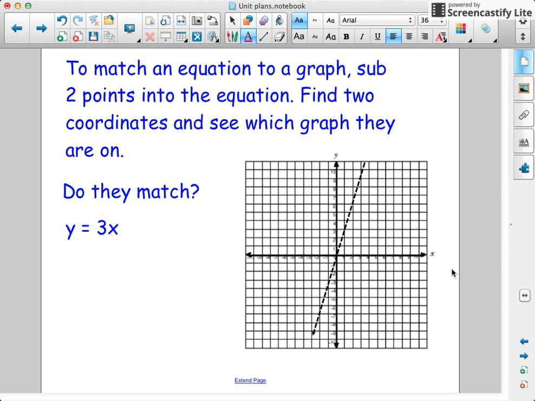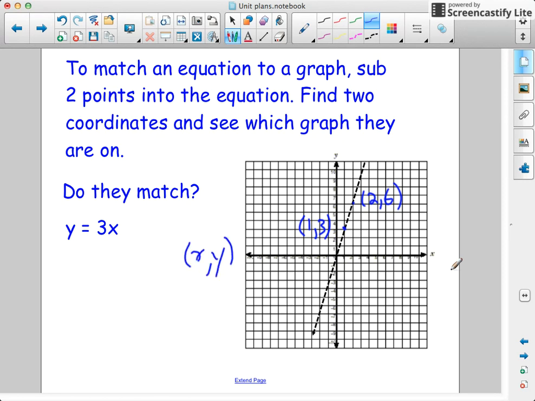So let's just see if this one works. You want to pick easy points. So right here, 1, 3. Okay, so my coordinate is 1, 3 for that one. And for this one it is 2, 6. Now, remember, when you have coordinates, the first value is your x value. The second value is your y value.